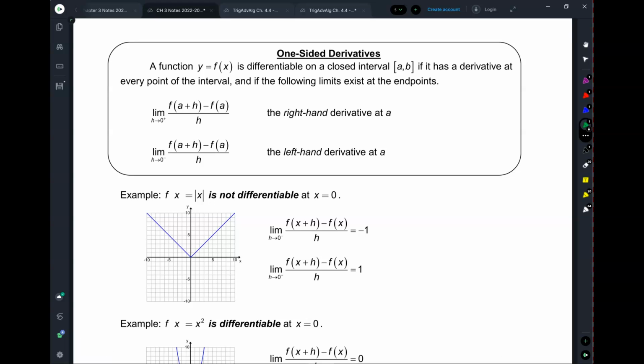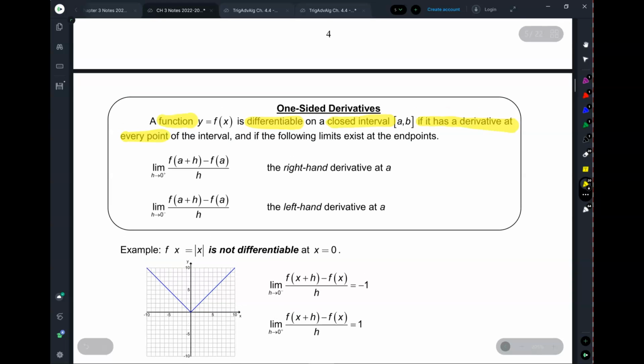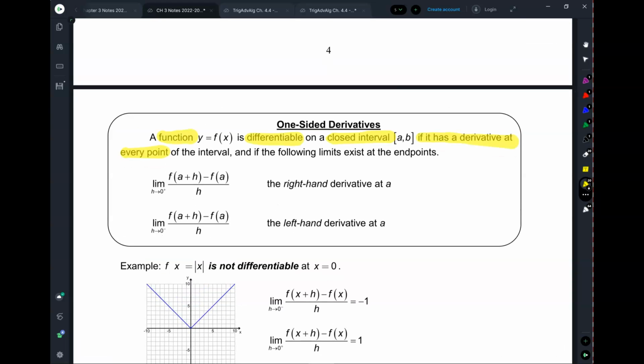One-sided derivatives. Now, talking about being differentiable: a function is differentiable on a closed interval from A to B if it has a derivative at every point on the interval, and if the following derivatives exist: the right endpoint derivative and the left-hand endpoint derivative.